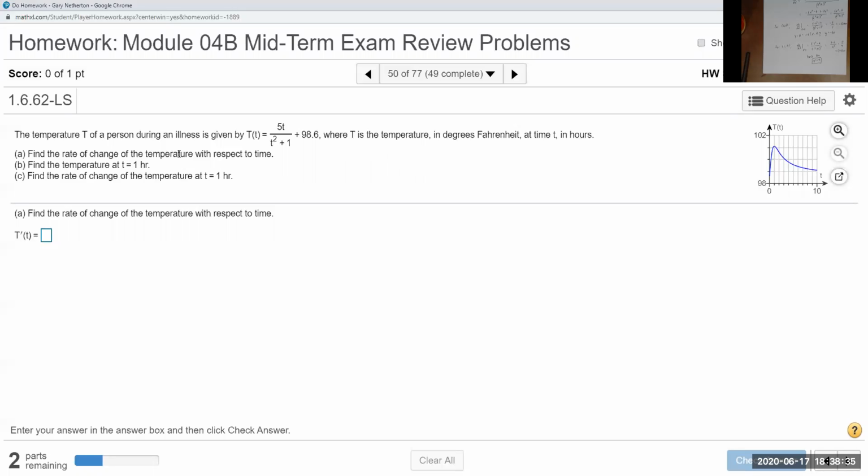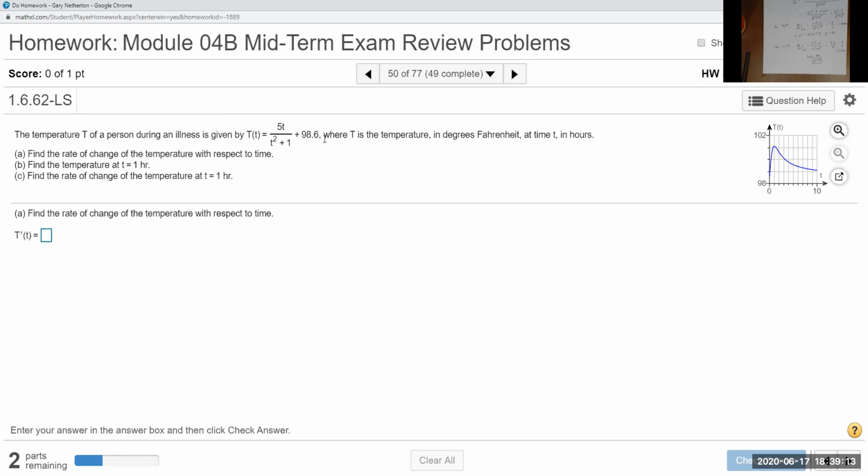Find the rate of change of the temperature with respect to time. Find the temperature at 1 hour. Find the rate of change in the temperature at 1 hour. So just so you know, sometimes these are called rate problems. Anytime they mention rate, that almost always is a clue that it's going to be the derivative. Derivatives, in a sense, are rates, especially when you're involved with time. If you have an equation with time and they ask something about the rate, it's going to be the derivative.